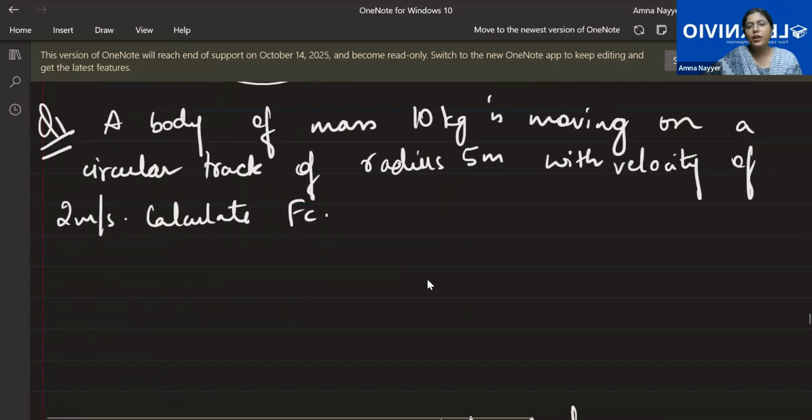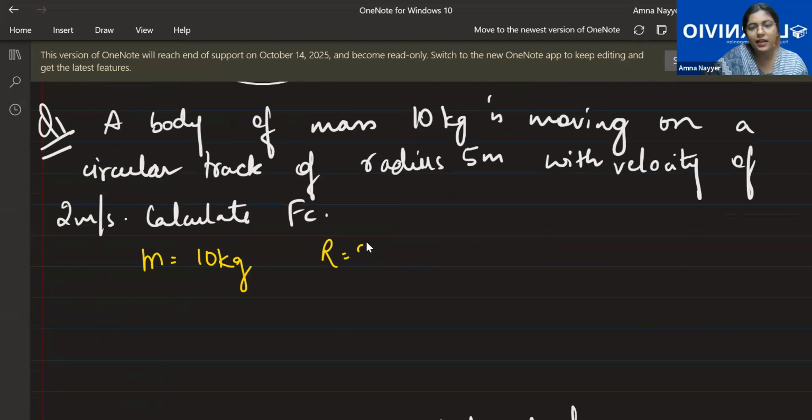See, this says a body of mass 10 kg is moving on a circular track. Now, what all things are given? Mass is given as 10 kg, radius of the track is given as 5 meter, and it is moving with a velocity of 2 meter per second. Very easy formula based question. Centripetal force is mv square by r.